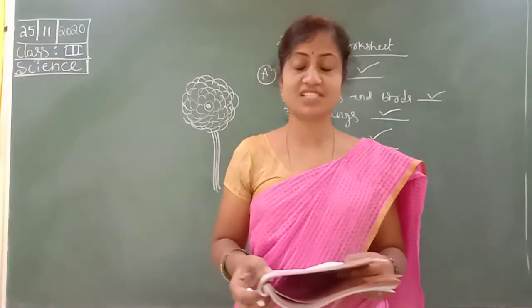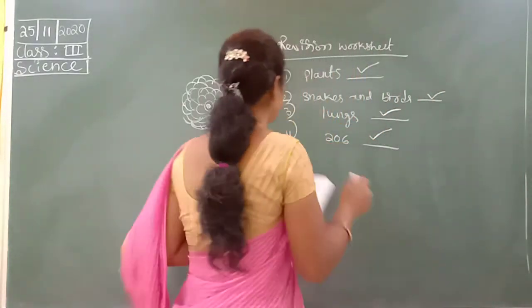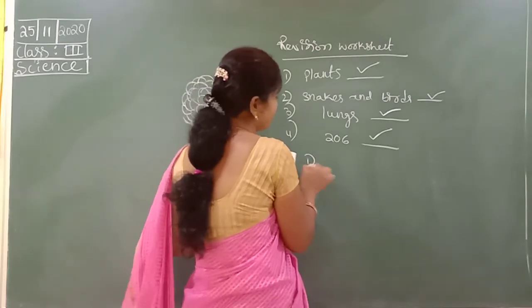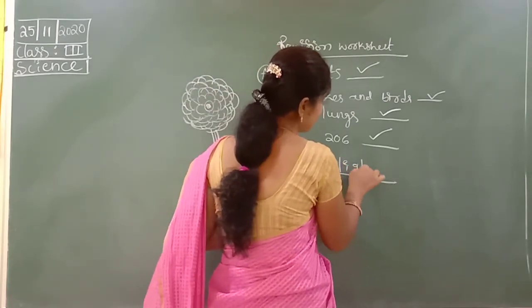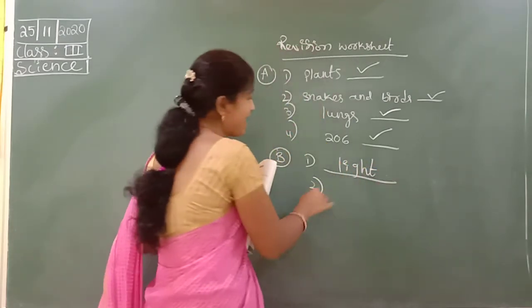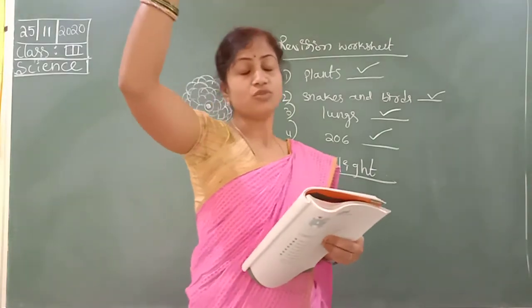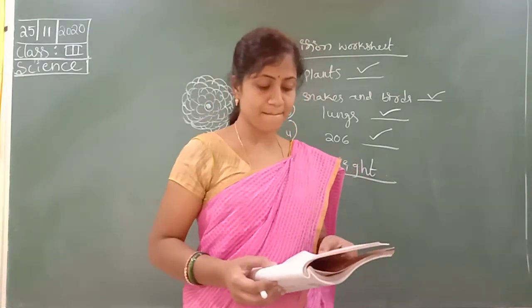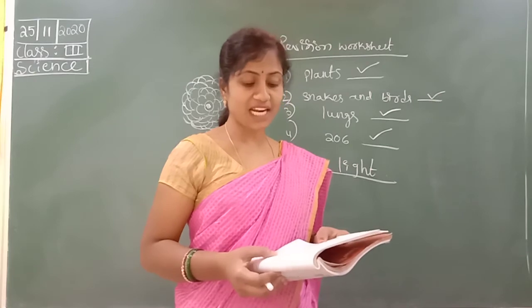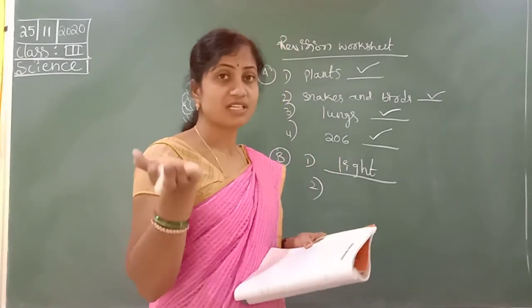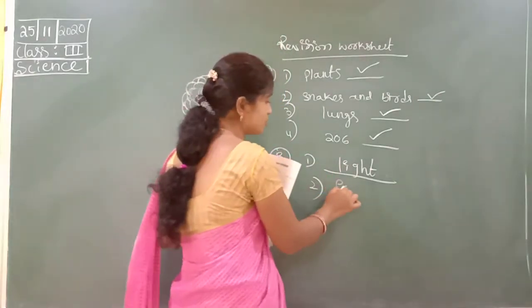Plants grow towards the light. First one: towards the light. Next, plants breathe through tiny dash on their leaves. Tiny pores. Okay, pores.